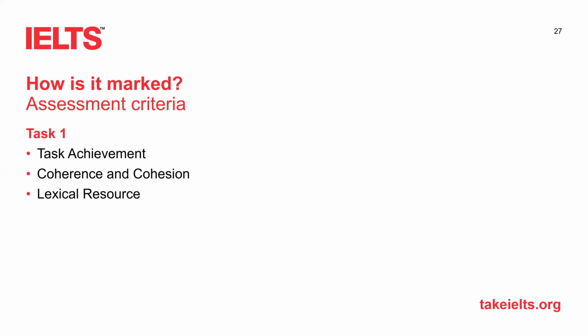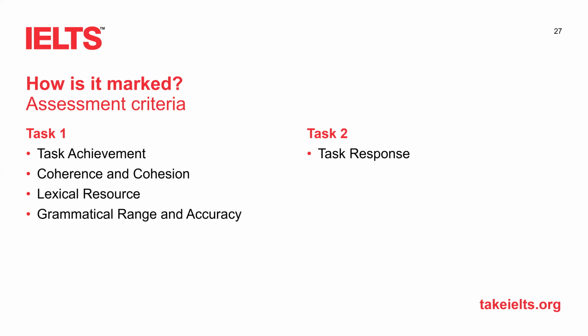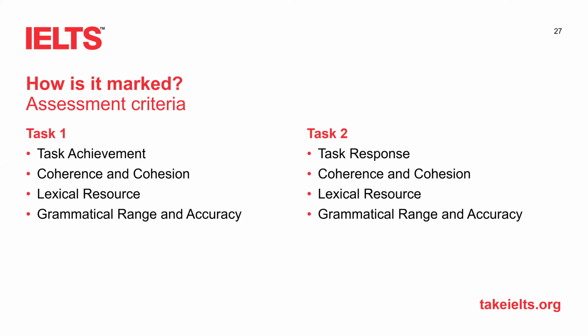The third assessment criteria is lexical resource, which is a fancy way to say vocabulary. And the fourth assessment criteria is grammatical range and accuracy. Your ability to use a range of grammatical sentence structures and whether they're technically correct or not. In terms of task 2, the first assessment criteria is task response. This deals with how clearly you state your position and how you're able to justify your position. The other 3 assessment criteria are exactly the same.